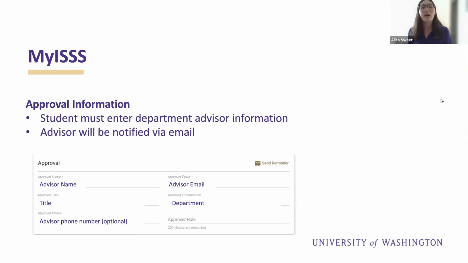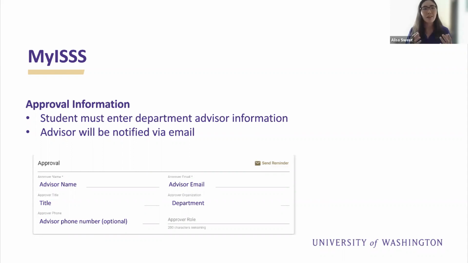Then the student will fill out the approval information section. So this is where the department advisors come in. They will include the advisor name, email, title, and department. Their phone number is optional. It's really important that the students complete this section accurately, because if there's a typo in the email or something, we might not know until the student points that out to us, and they may need to resubmit that request.